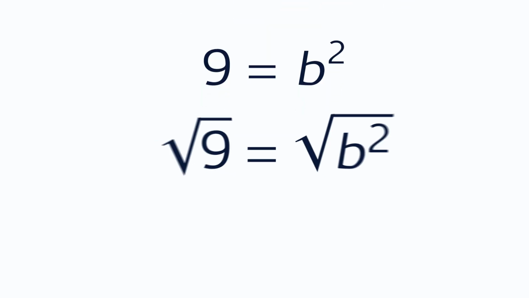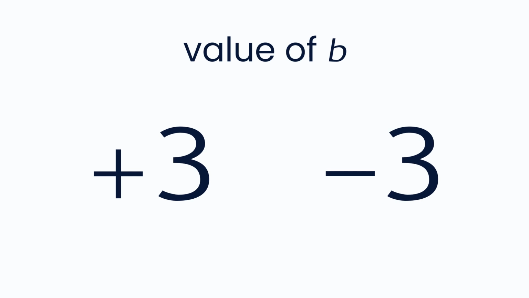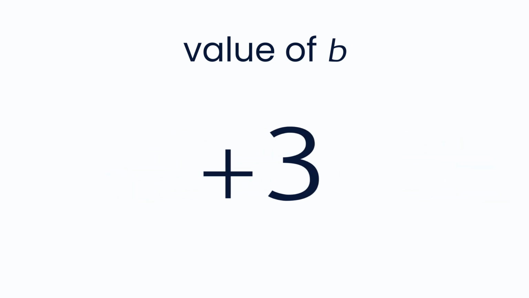Now, take the square root of both sides to get b alone. You get plus or minus 3 equals b. Recall that the base is always supposed to be positive, so you can ignore the negative solution. You get that the base b is 3.